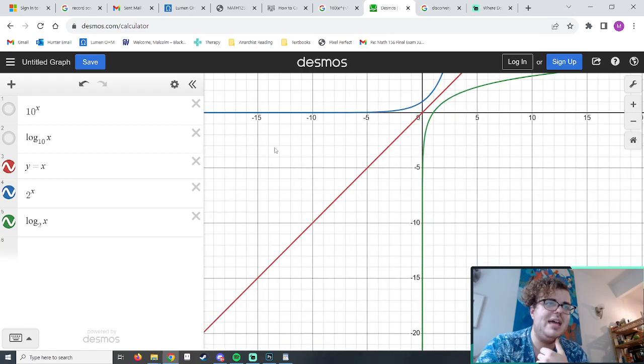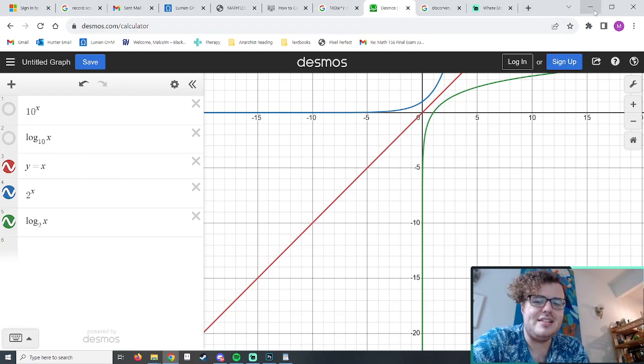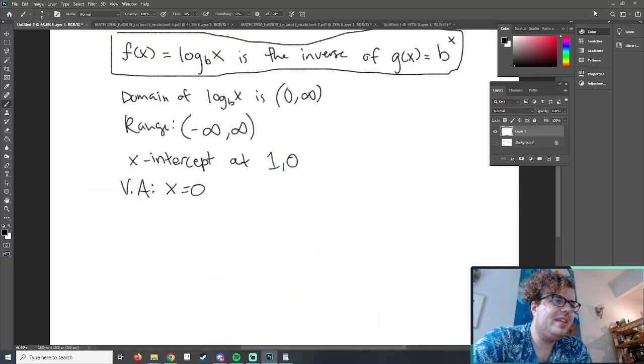And notice also, there's no power I can raise positive 2 to get a negative number, so that's why our domain doesn't include any negatives. Because the power you raise 2 to get negative 2 doesn't exist. There isn't one. Or at least it's not a real number. So we have a vertical asymptote at x equals 0. Our domain starts at 0 and goes to infinity. And we're not defined over the negative numbers for logarithms.